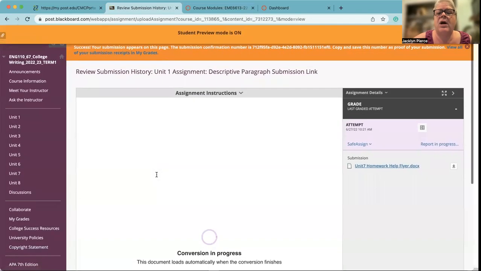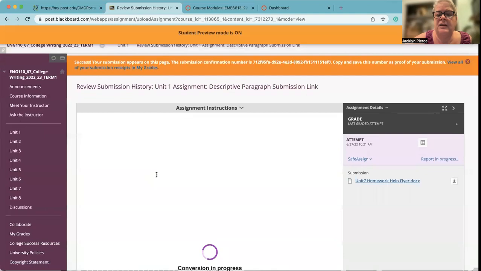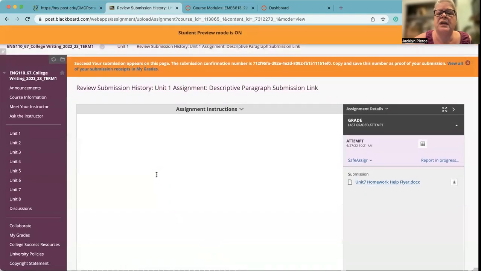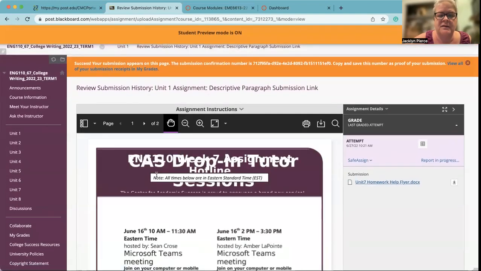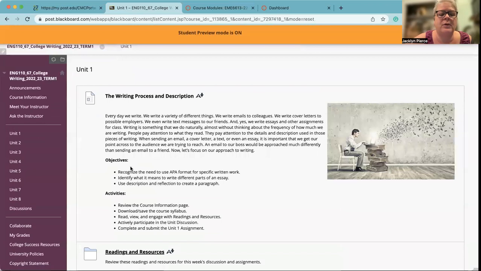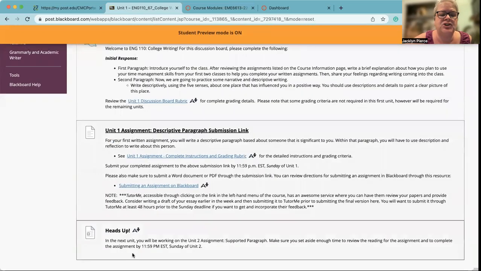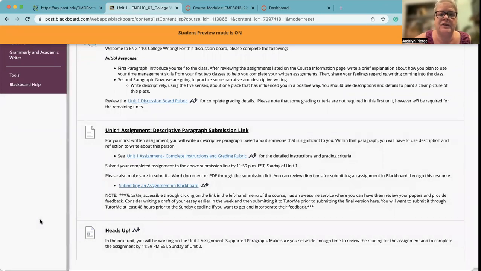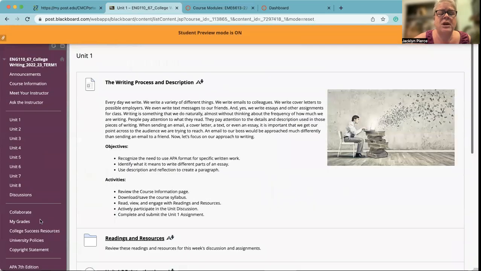Okay. Now I will then grade it and give you comments, and we will talk next week about how to access that information. Okay. So that is your Unit 1 work. At the end of each unit, you have a little heads up about what's happening next week. But those are your 2 assignments for this week. You've basically got 3 paragraphs to write.